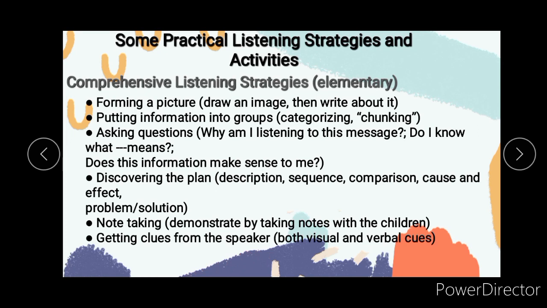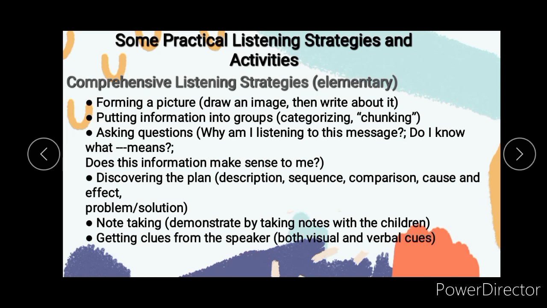Then, putting information into groups. We can do categorizing or chunking. Then, asking questions like, why am I listening to this message? Do I know what it means? Or does this information make sense to me? So, another strategy is discovering the plan. It could be in description, sequence, comparison, cause and effect, or problem solution.